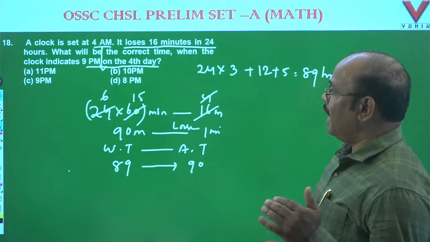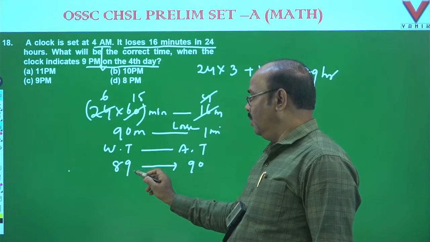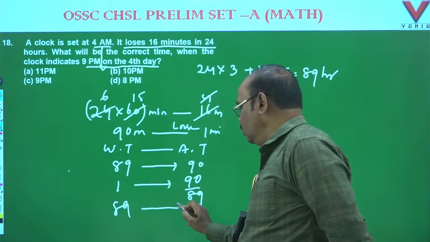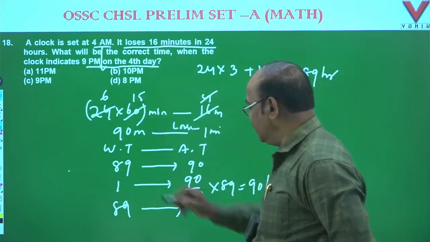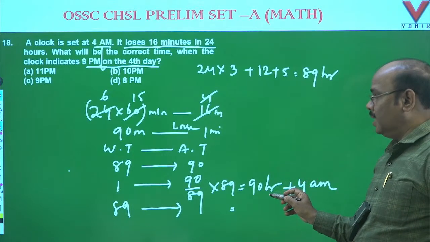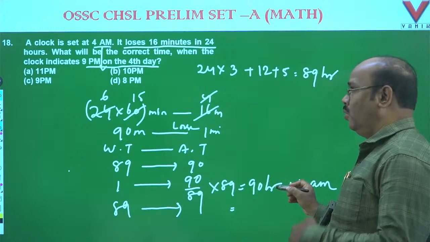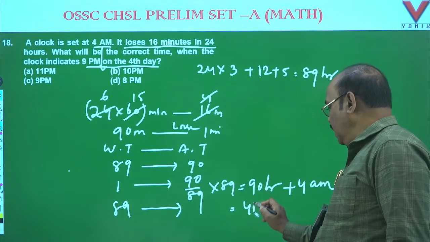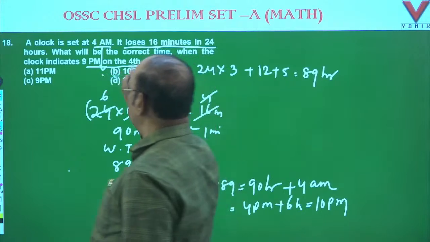So from 4 am to 9 pm on the 4th day, the duration is 89 hours, that is the wrong time. For every 89 hours of wrong time, the actual time is 90 hours, so 1 hour by 89 becomes 90. So the actual time is 90 hours plus the 4 am setting. 24 into 3 is 72, and 90 minus 72 is 18 hours. From 4 am, 12 hours takes us to 4 pm, plus 6 more hours, so 4 pm plus 6 hours becomes 10 pm, the actual time. The option is B.